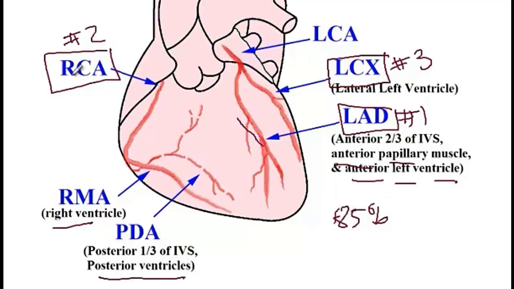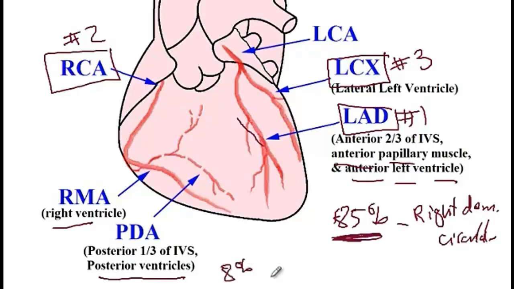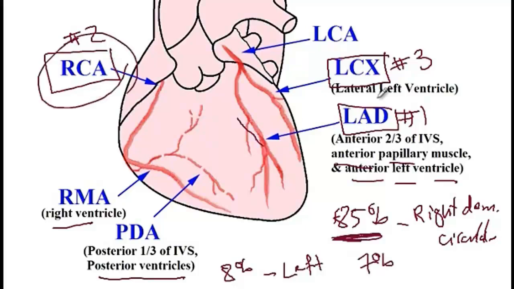So as I mentioned, right coronary artery in only 85% of the times gives rise to the posterior descending artery, and these patients are referred to as right dominant circulation. In about 8% of the times, it's the left circumflex that gives rise to the posterior descending artery, and these patients are referred to as left dominant circulation. And finally, in 7% of the times, it's the combination of the right coronary artery and the left circumflex that gives rise to the posterior descending artery, and then that is referred to as codominance circulation.